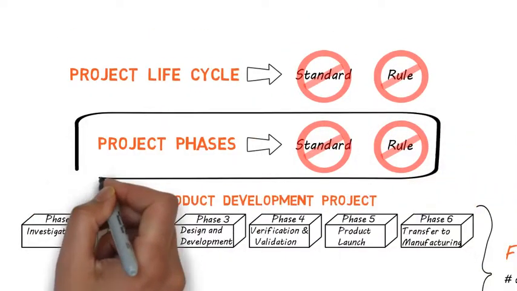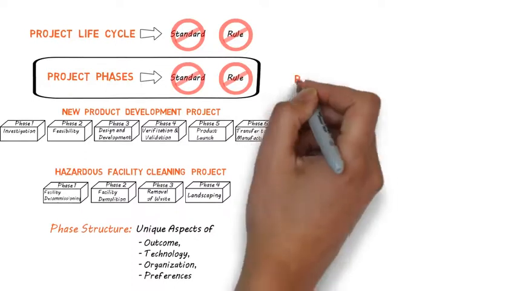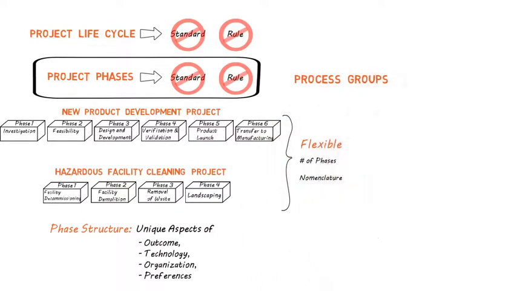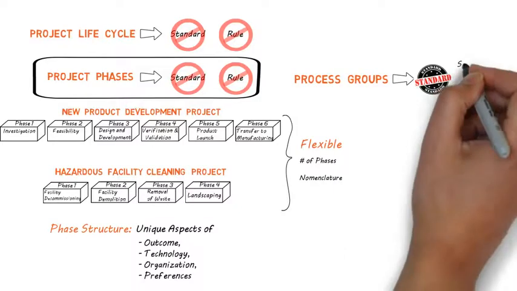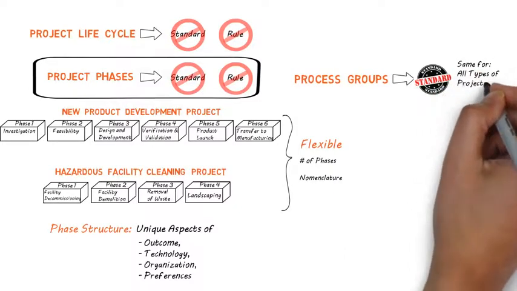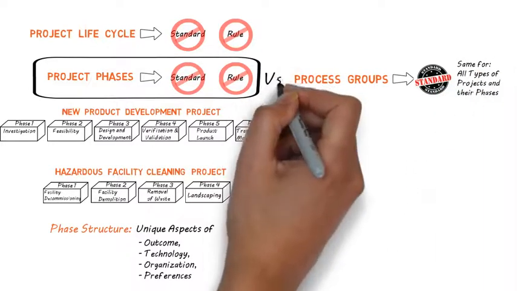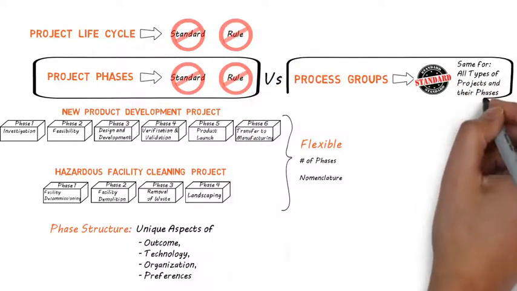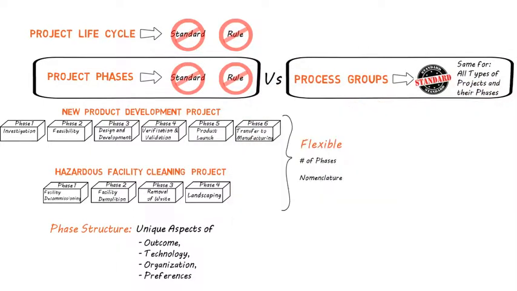There is no standard or rule for defining the project phases. On the other hand, the same standard set of project management process groups can be utilized regardless of type of projects. It is very important to note the difference between project phases and process groups. It is often tested in the exam.